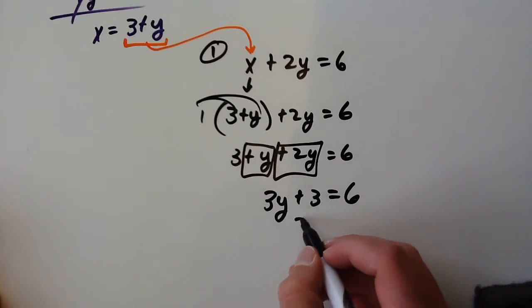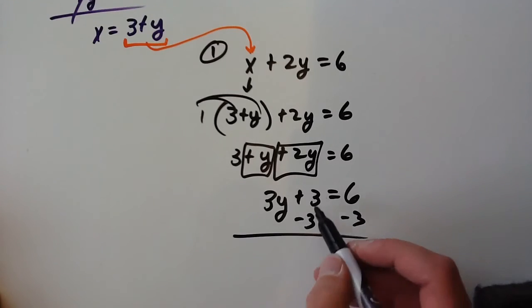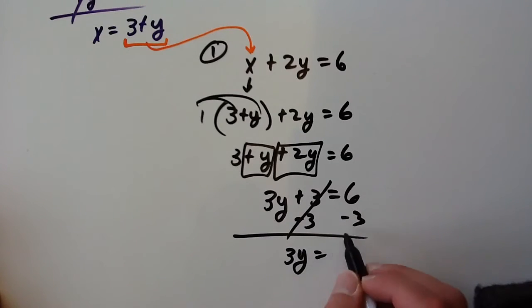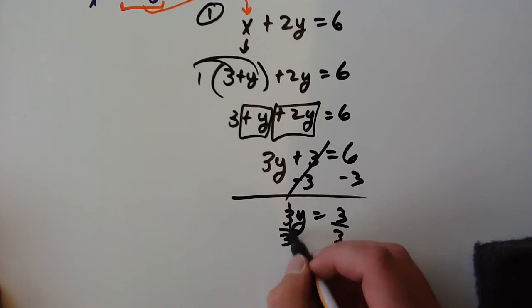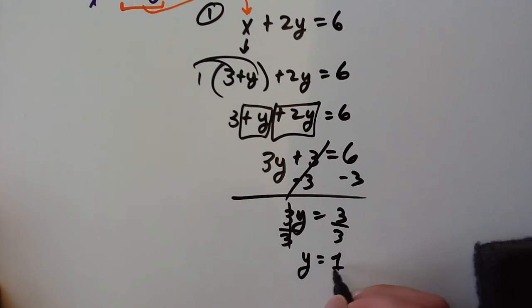Variables on the left side, get this number to the other side by subtraction. So 3y is equal to 6 minus 3, which is 3. And solve for y by dividing both sides by 3, so that y equals 1. All right, halfway there. I have what y is. Now let's get what x is.